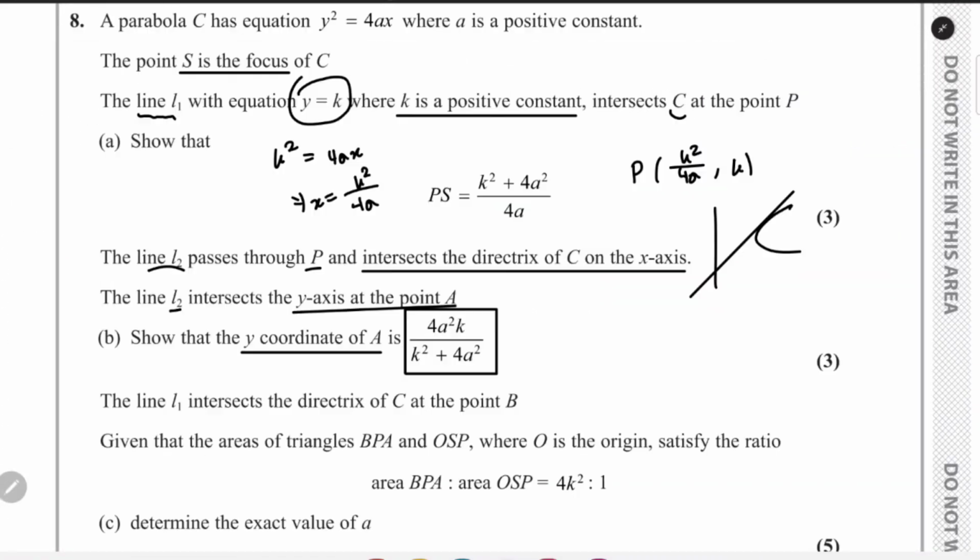Now to do that, we can find the equation of line L2 at first. To do that, we have this shape over here. This is the directrix, this is the line, and this is the parabola over here.